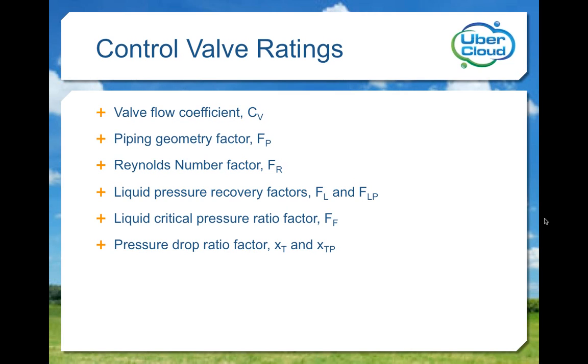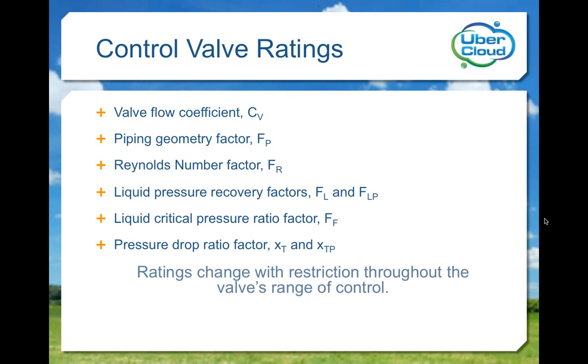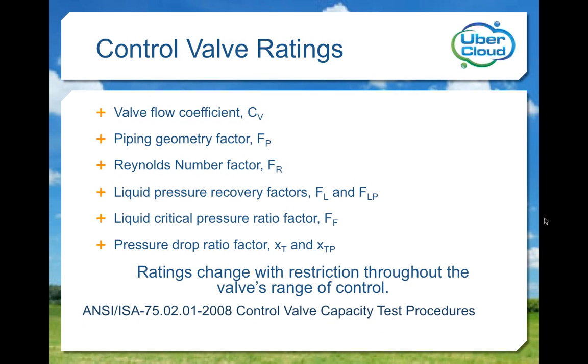Liquid pressure recovery factors, F sub L and F sub LP, and liquid critical pressure ratio factor, F sub F, help predict the pressure drop when the transition from turbulent to choked flow begins. For compressible flow, the pressure drop ratio factors X sub T and X sub TP are required to deal with choked flow sizing. And of course, ratings change with restriction throughout the valve's range of control. To measure these ratings, we use standard procedures.